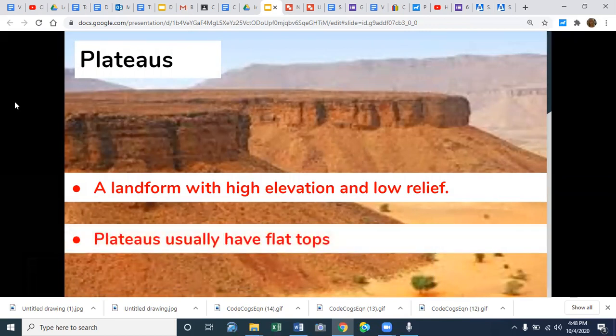Plateaus usually have flat tops. So if you want to think plat and flat to help you remember what a plateau is, you can use flat and plat.